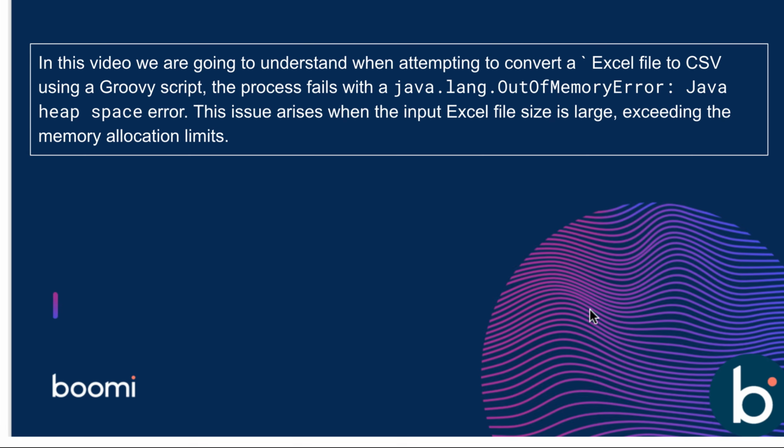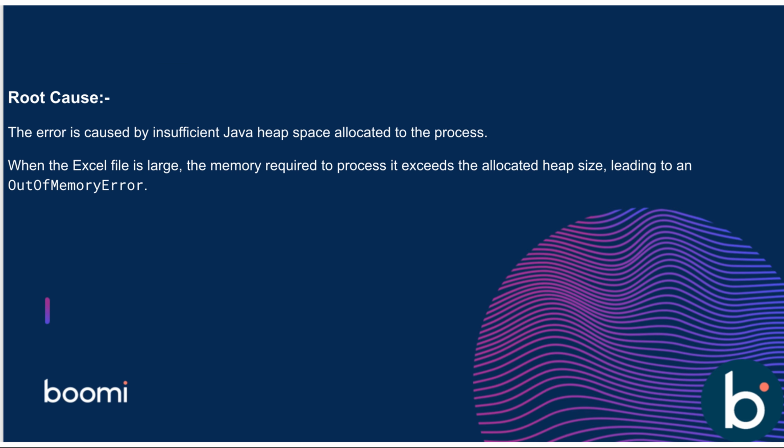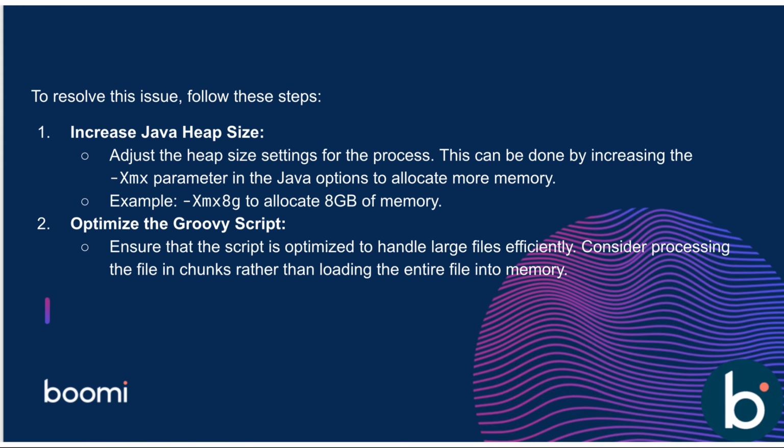The root cause is insufficient Java heap space allocated to the process. When the Excel file is large, the memory required to process it exceeds the allocated heap size, leading to an out of memory error. To resolve this issue, follow these steps.